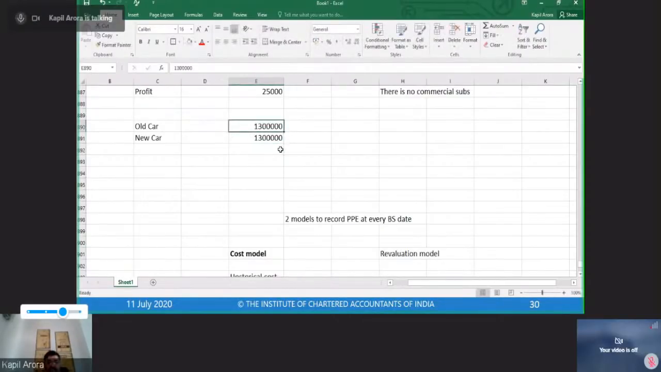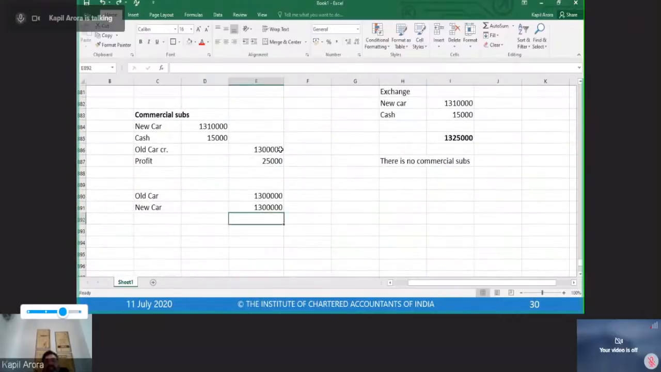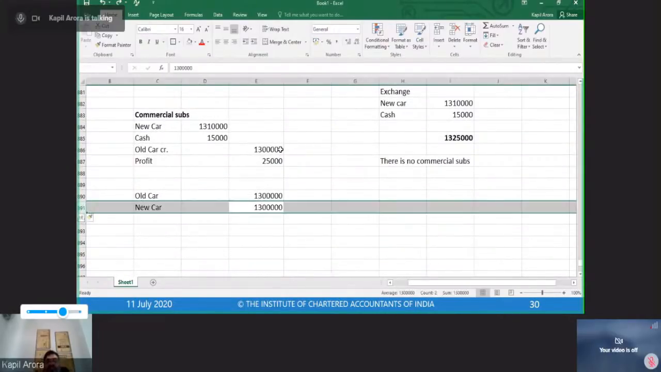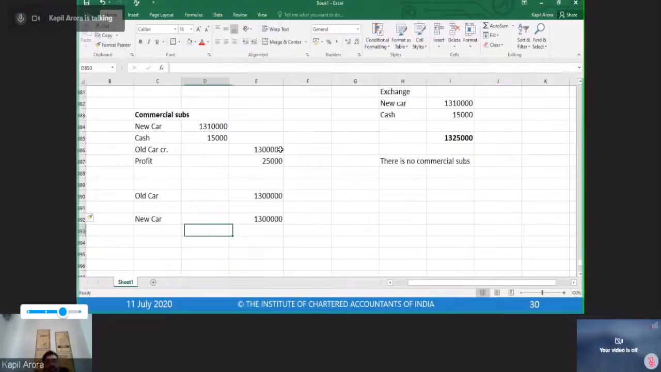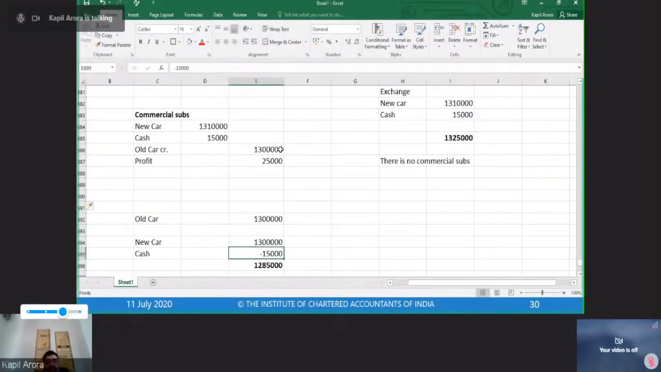I am sorry, I missed one point where you have rightly mentioned what will happen to this 15,000 which we have received in cash. This 15,000, instead of treating this as a separate value, the new car value would become minus 15,000, so that we can show the value of new car.